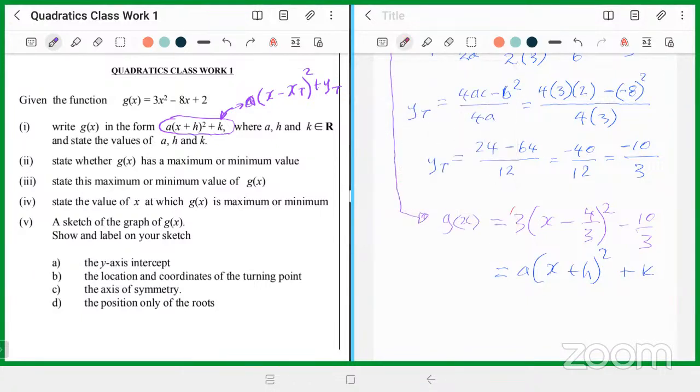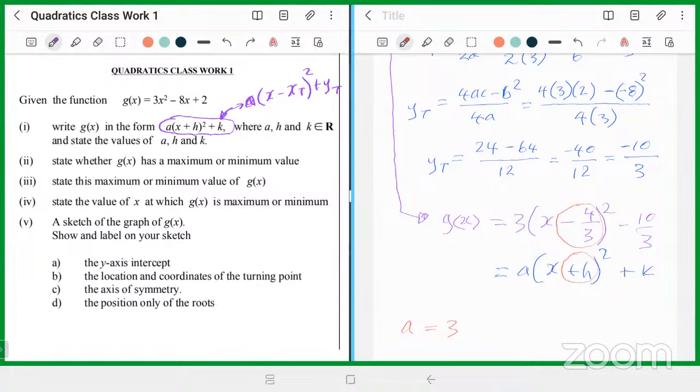So if you look right here, it is clear that the A is equal to 3. The A is equal to 3 right there. Nice and easy, obvious. So the A is equal to 3. Now watch this now. The plus H is equal to minus 4 over 3. Where they gave us a plus H, we have a minus 4 over 3.